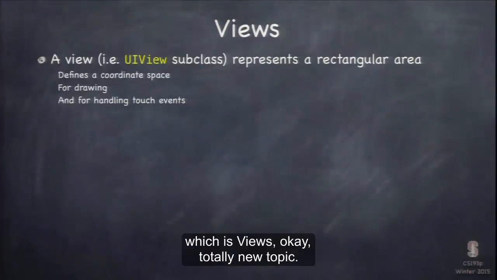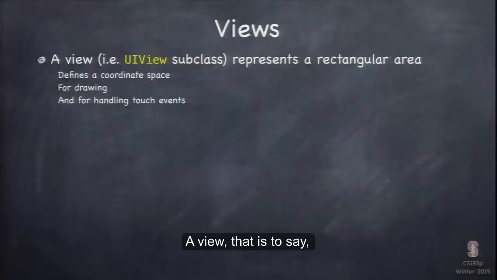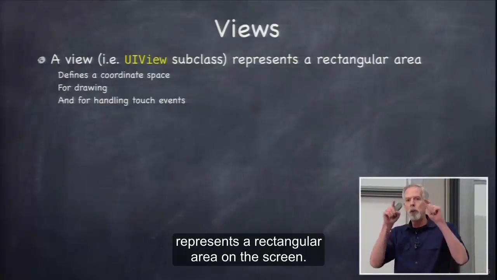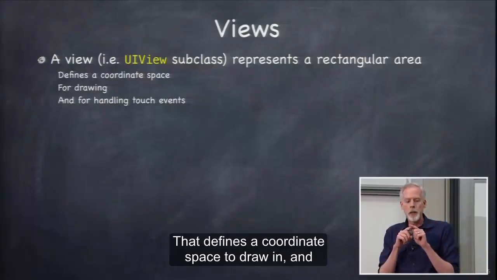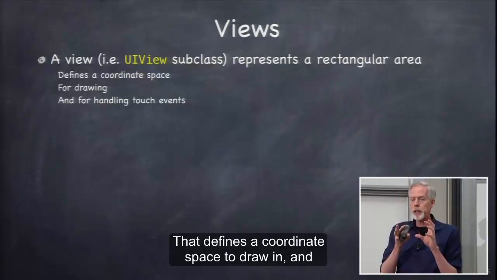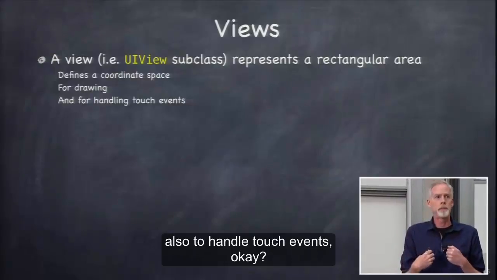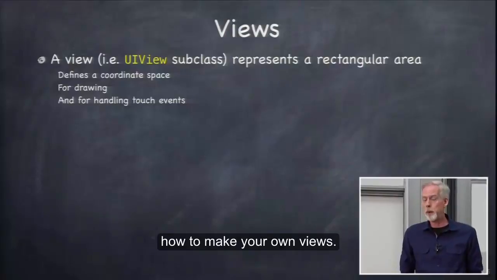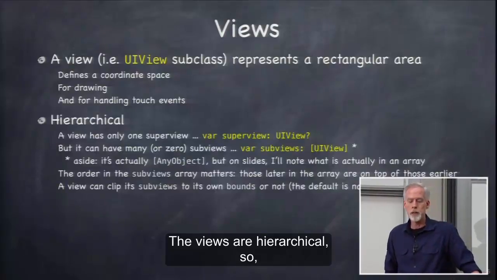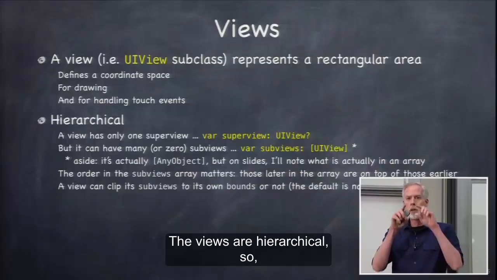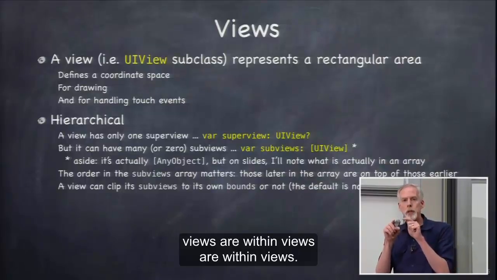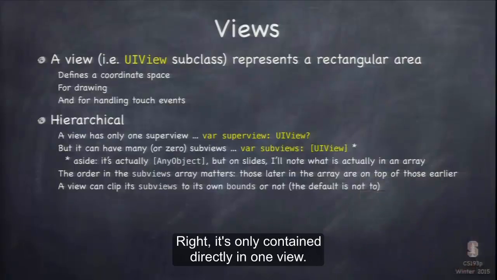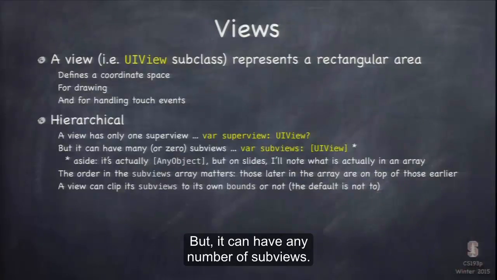Okay, totally new topic. A view, that is to say, a subclass of the class UIView in iOS, represents a rectangular area on the screen that defines a coordinate space to draw in and also to handle touch events. Okay, that's what a view is. And you are going to learn today how to make your own views. The views are hierarchical, so views are within views are within views. Any view only has one superview, right? It's only contained directly in one view, but it can have any number of subviews.